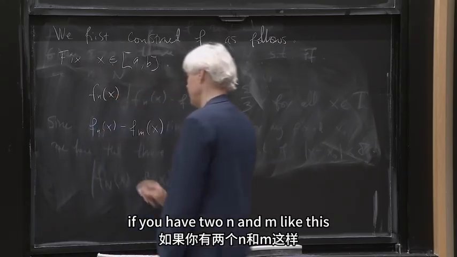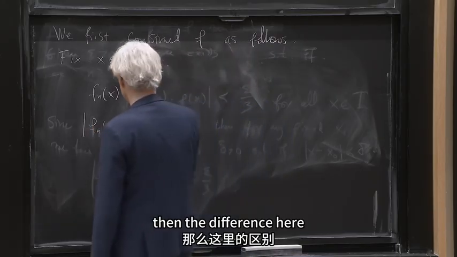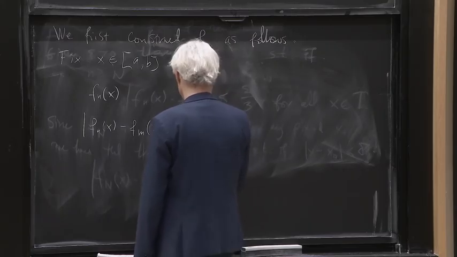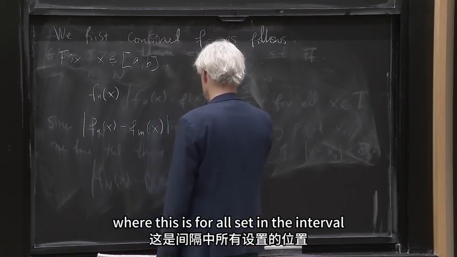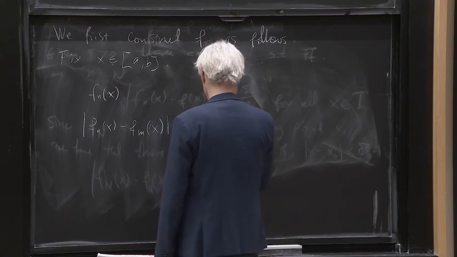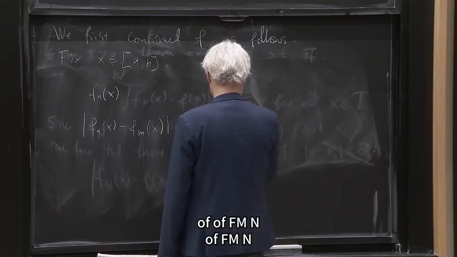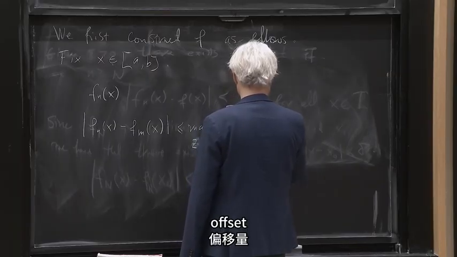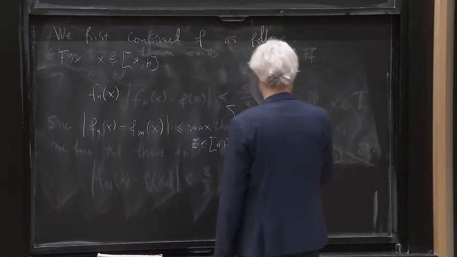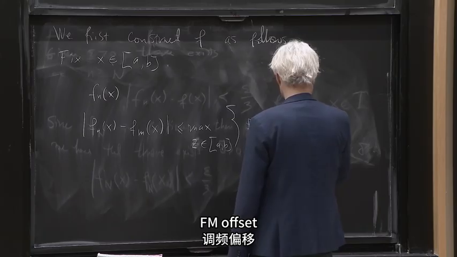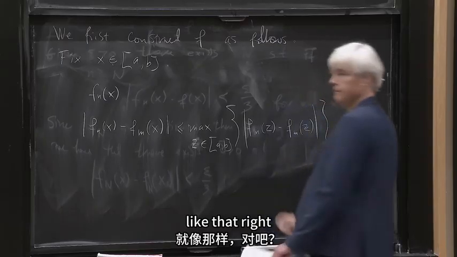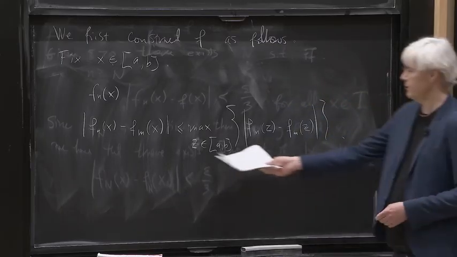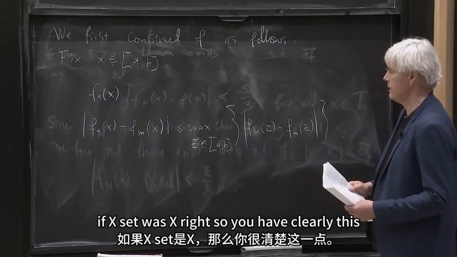If you have two n and m like this, then the difference here is less or equal to the max, where this is for all z in the interval, of Fn of z minus Fm of z, like that, right? Because of course, in particular, if z was x, you have clearly this.